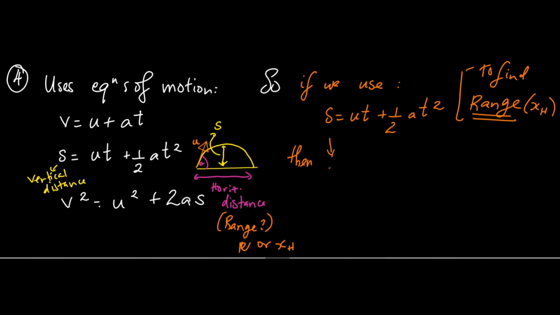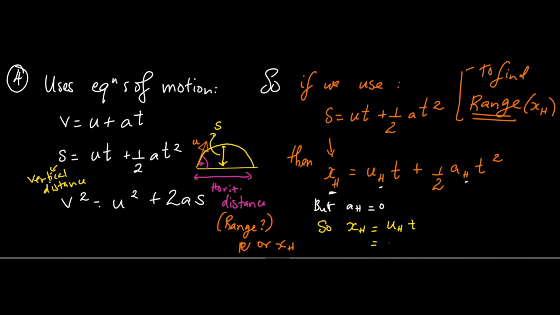Let's call our horizontal distance xh. Then our equation of motion becomes xh equals uh times time plus a half times, of course, the horizontal component of acceleration ah multiplied by time squared. Now we use all our vector quantities as our horizontal components: displacement, velocity, and acceleration. But an important point to remember, don't forget, ah, the horizontal component of acceleration, was actually 0. So, what does our equation now become?